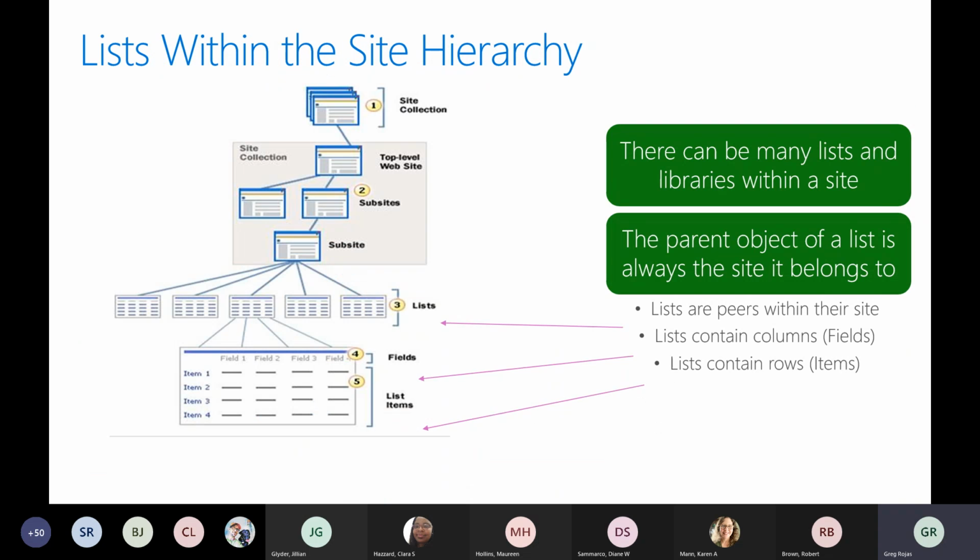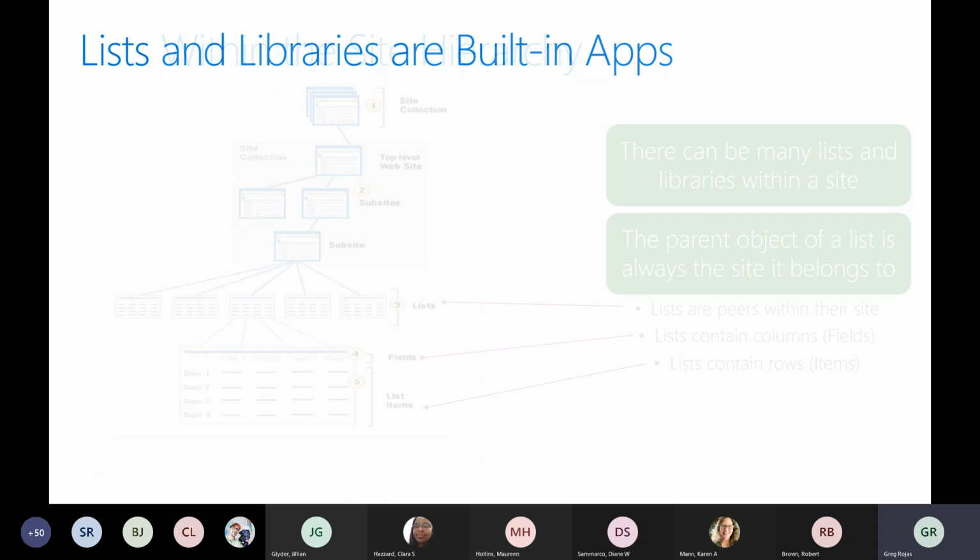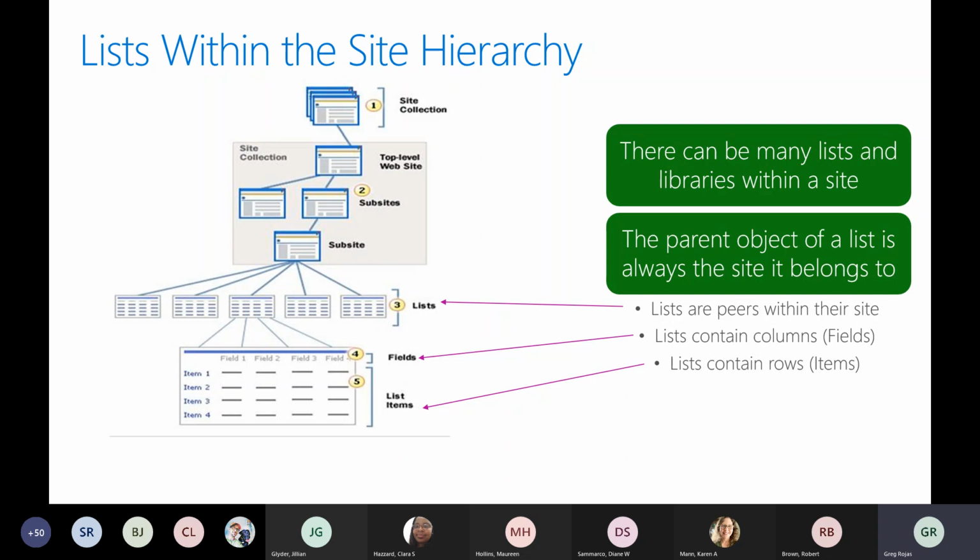Let me pull this stuff up. One too many clicks. Sorry about that. It says here there can be many lists and libraries. I do want to make sure you know there are limits. A SharePoint site collection or a site can have a maximum of 2,000 lists or libraries.